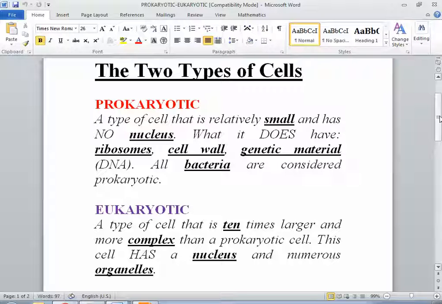Eukaryotic cells are much, much bigger. They are a lot more complex than prokaryotic cells. But here's the real key thing. They have nuclei and are very, very complex, so they have many organelles. So multicellular organisms are made up of eukaryotic cells, and then those certain single-celled organisms like the euploides I showed you in the video, those are also eukaryotic as well.